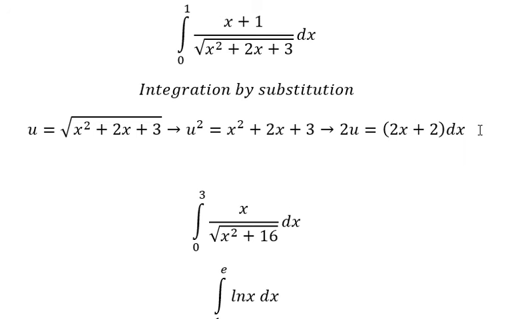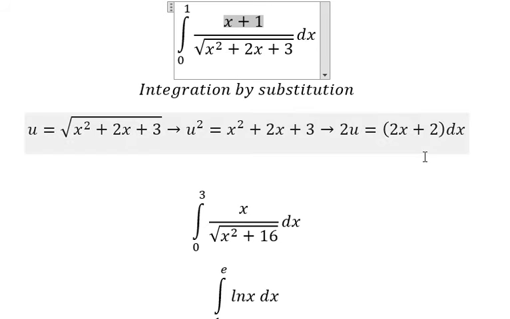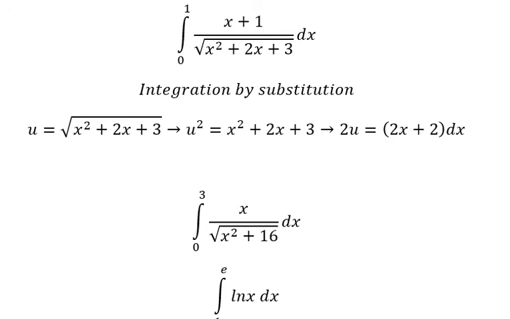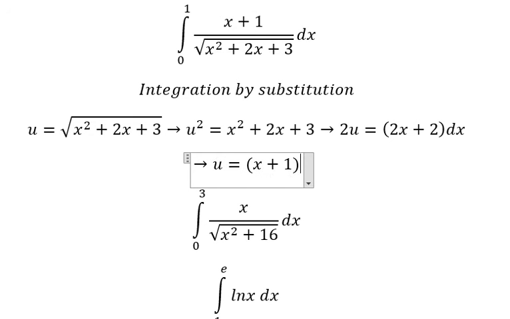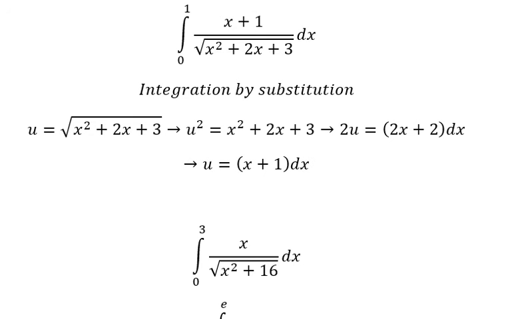Next, because we just have only s plus 1, so we need to divide both sides by number 2. Next, we need to change the bounds.